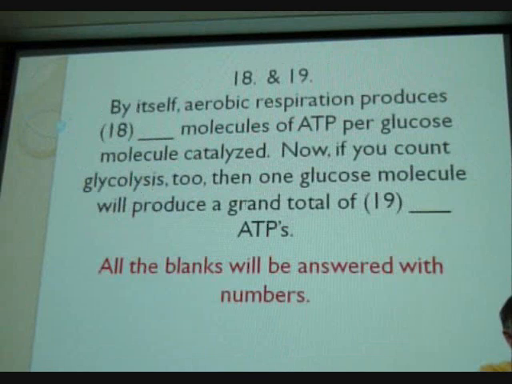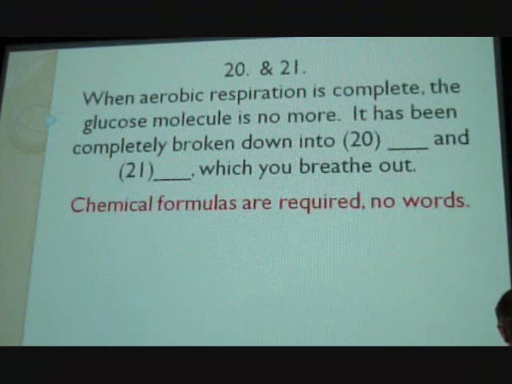Well, by itself, aerobic respiration produces how many? 36 molecules. Now, if you tack on glycolysis, which is 2, what's the grand total? 38. Okay? Now, when aerobic is complete, the glucose is gone. It's been all broken to pieces. And what do you actually have left over? The order's not important. You have water, and out comes carbon dioxide too. I put down water and carbon dioxide, but you can reverse those two.